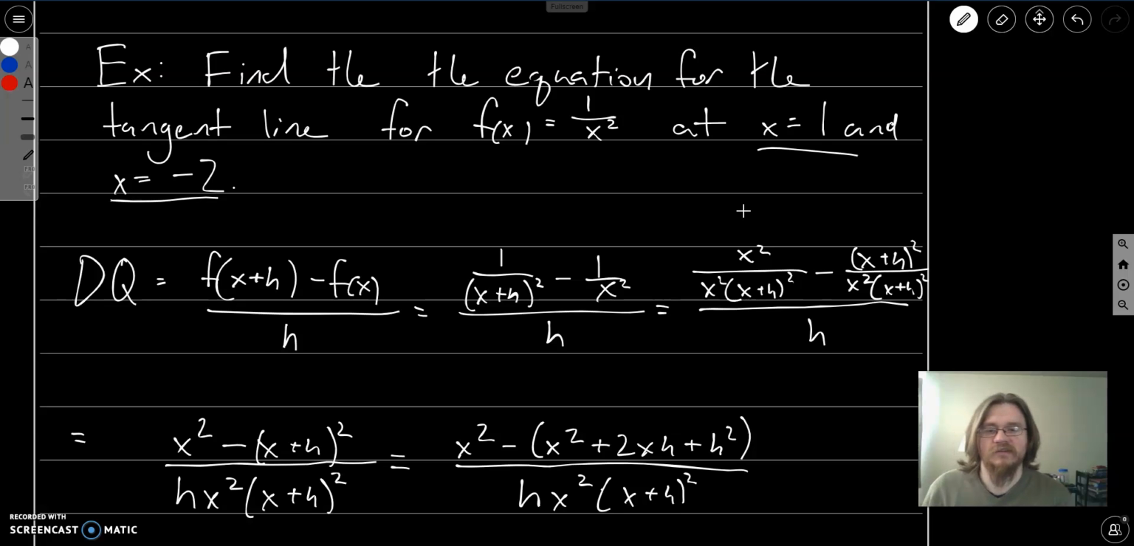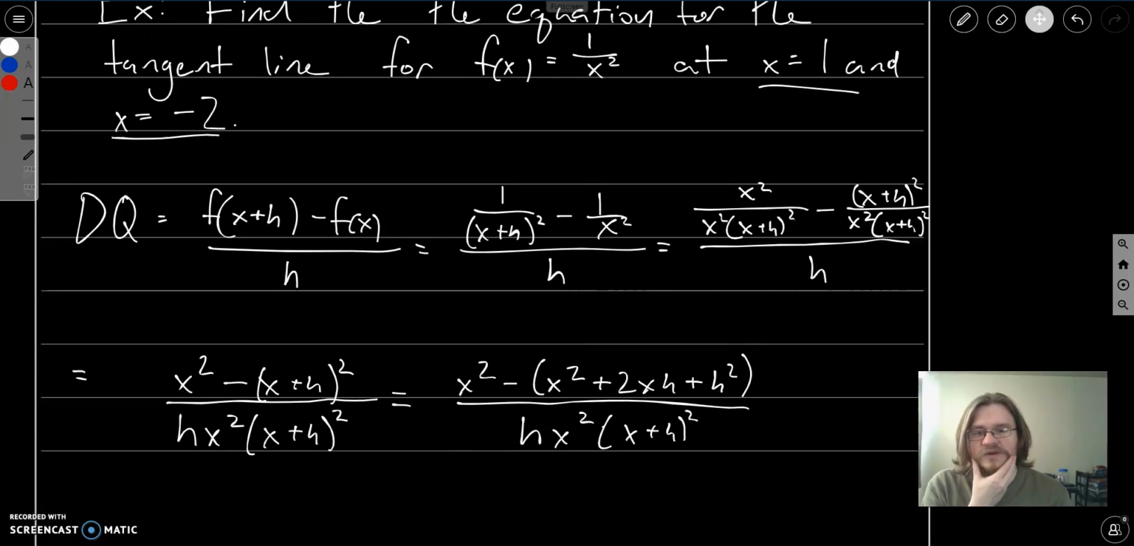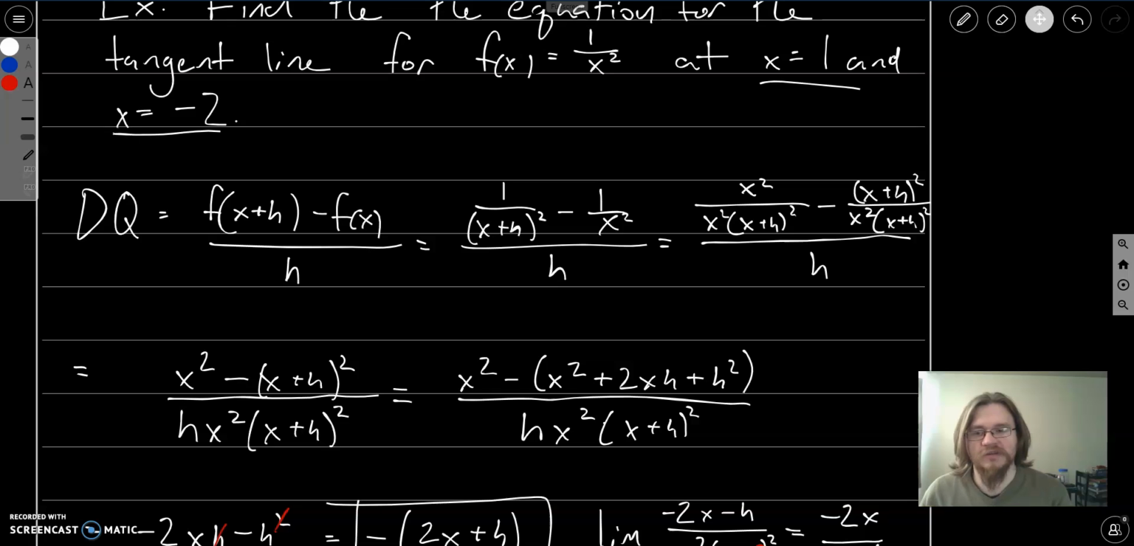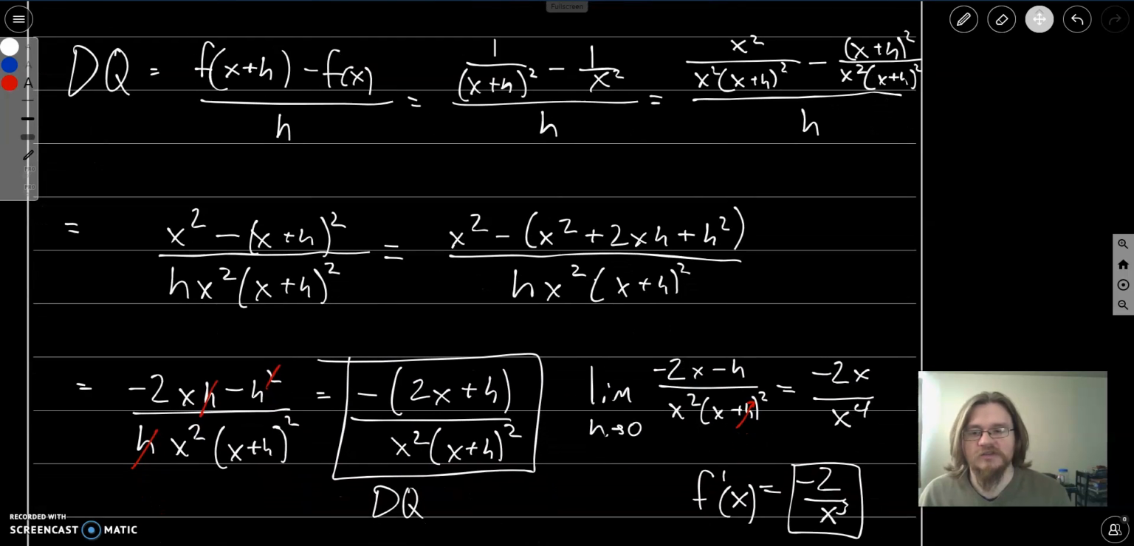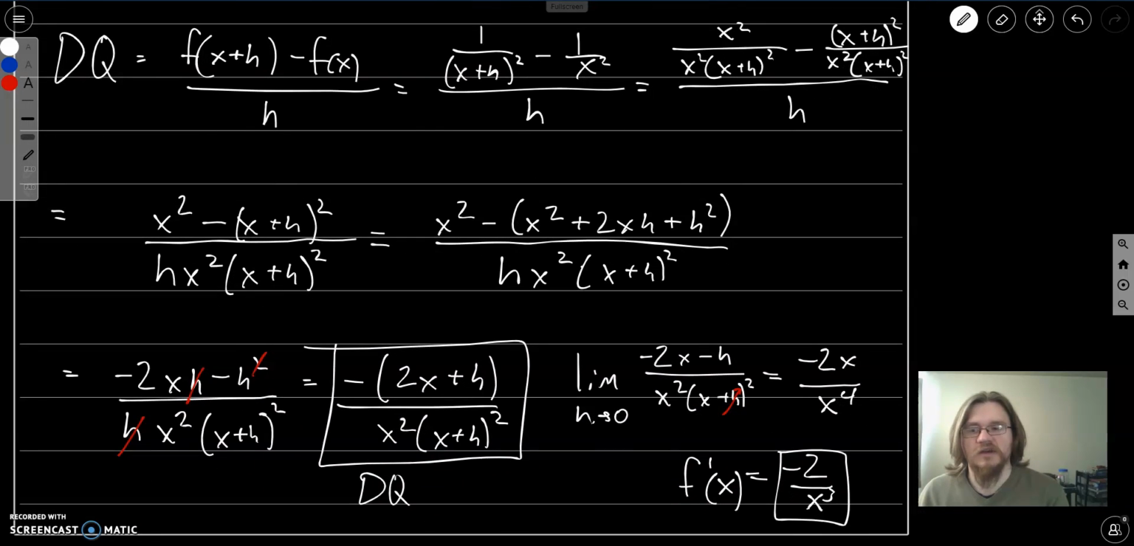And we want to find the tangent lines at two locations: at x is equal to 1 and at x is equal to -2. In order for us to work with the slope of this line, we have to find the derivative. We have to find the instantaneous rate of change. So we did a bunch of work. We found the difference quotient, f of x plus h minus f of x over h. We simplified it down to get this guy here, and we took the limit as h goes to 0.